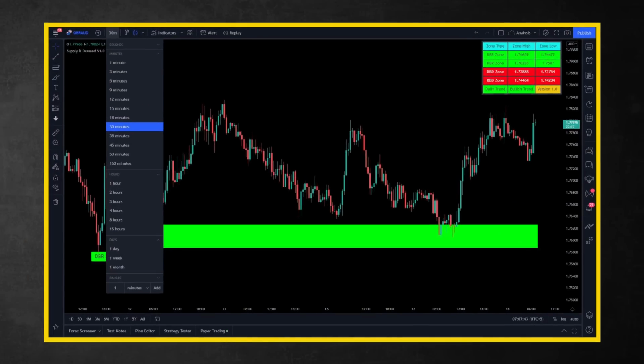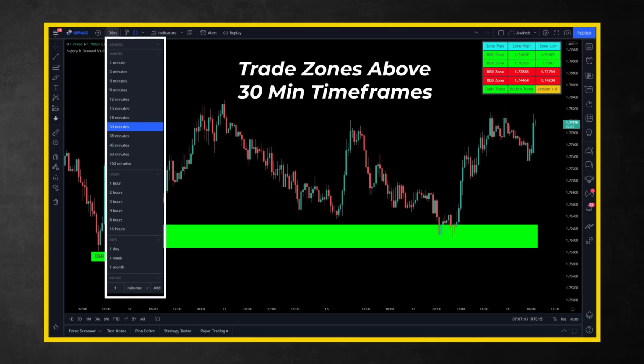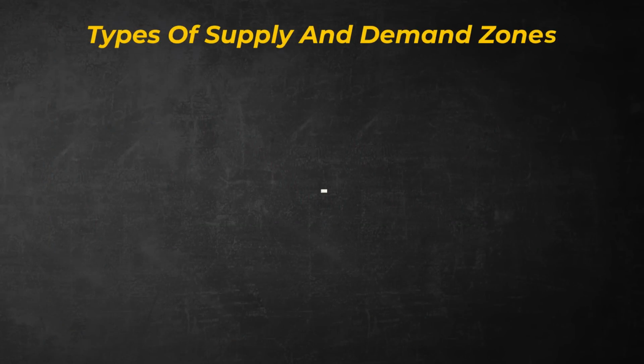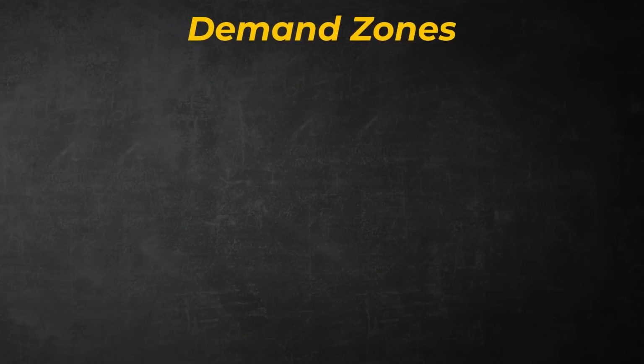And as a side note, supply and demand zones are forming almost at all time frames. But to be a profitable day trader, I would recommend you to trade supply and demand zones at time frames above 30 minutes. There are two types of supply and demand zones. First, we're going to go into the details of demand zones.